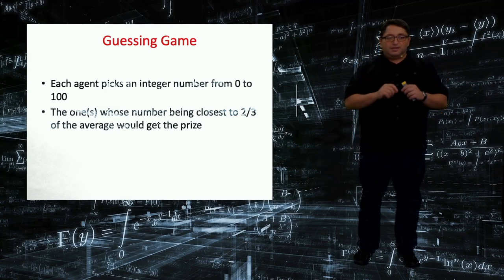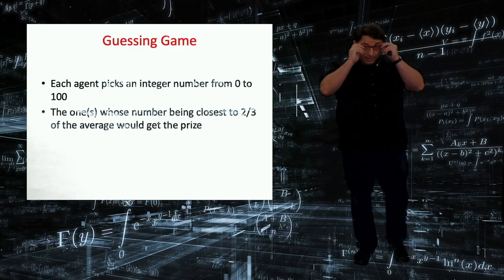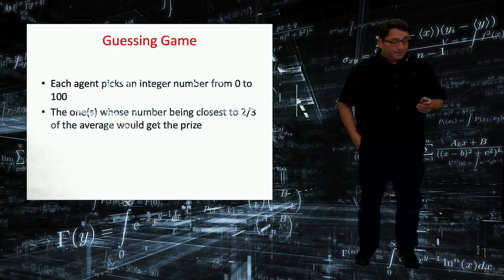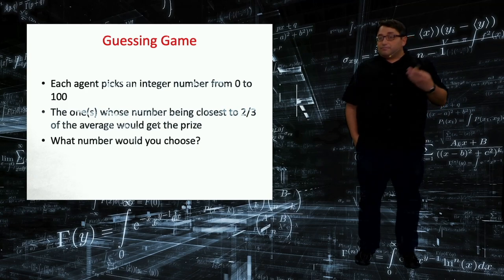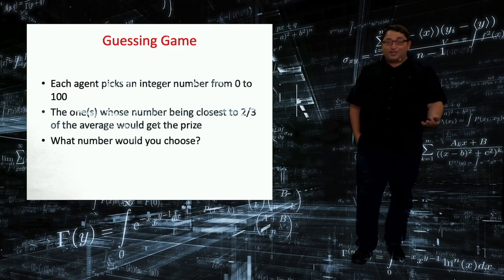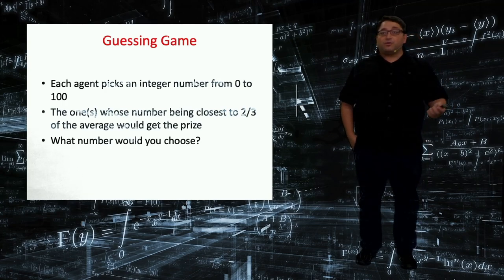Each student writes his name and the number on a piece of paper, and I read them out loud, find the average, and multiply the average by 2/3. So what would you choose? I urge you to stop here at this part of the video and think about it for a minute. What would your answer be? And don't forget that you are trying to be rational. What information do you have about your fellow students? Are they rational as well? That should dictate your choice.